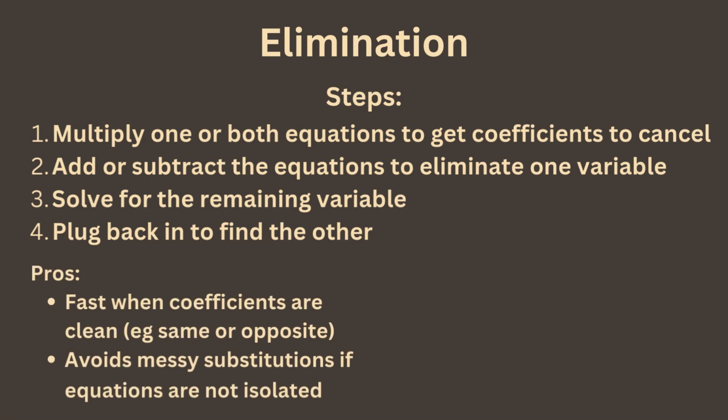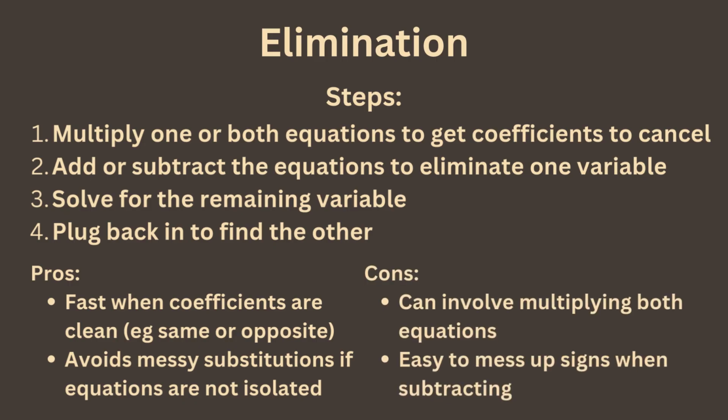The pros are that it's very fast when the coefficients are clean, for example when they're same or opposite, and it helps you to avoid messy substitutions if equations are not isolated already. The con is that it can involve multiplying both equations and it's easy to mess up signs when subtracting, and this leads to silly mistakes.